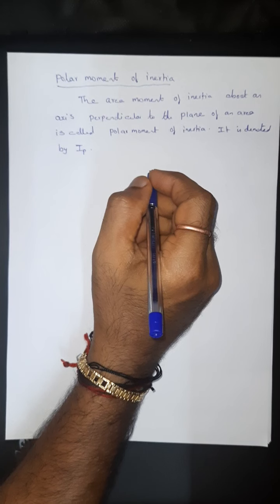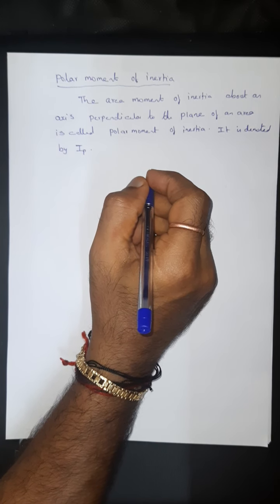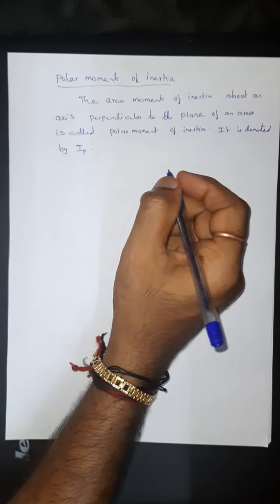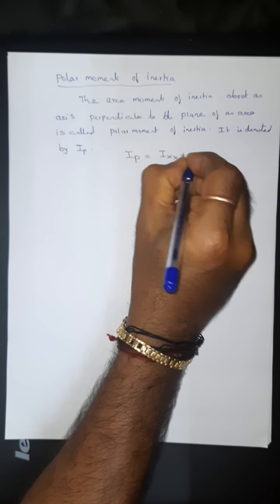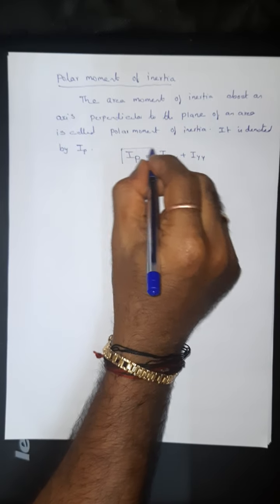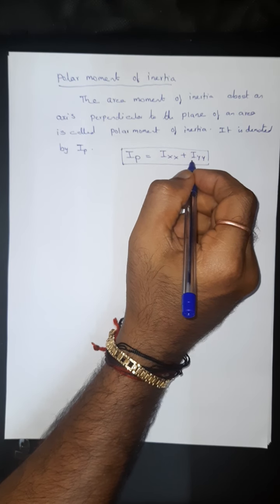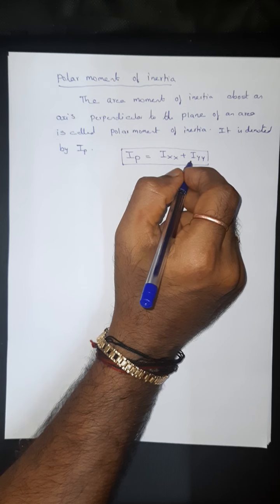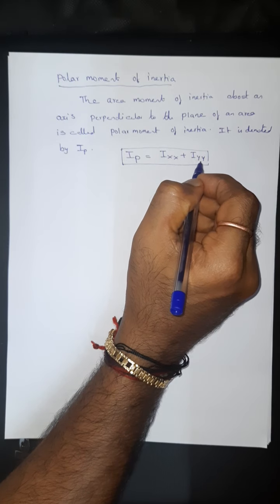So in general, the polar moment of inertia is equal to the sum of the area moment of inertia about any two mutually perpendicular axes in this plane and intersecting on the polar axis. Mathematically, IP is equal to Ixx plus Iyy. That is, if Ixx and Iyy are the area moment of inertia of an area about the centroidal xx and yy axis respectively, the polar moment of inertia can be written as IP is equal to Ixx plus Iyy.